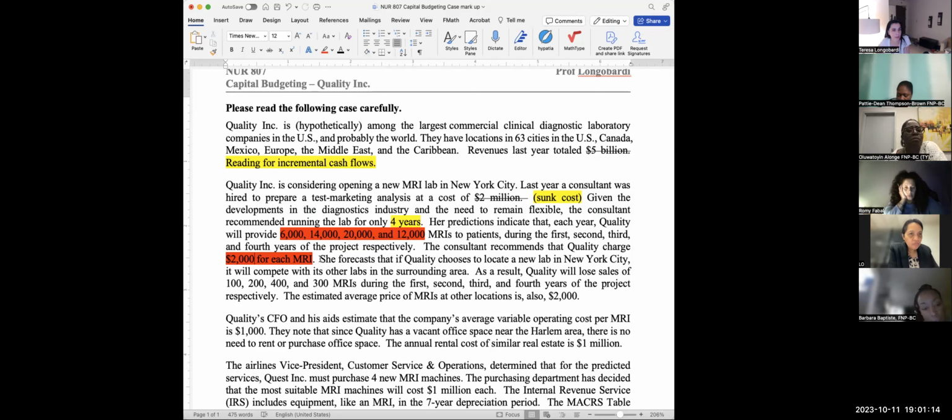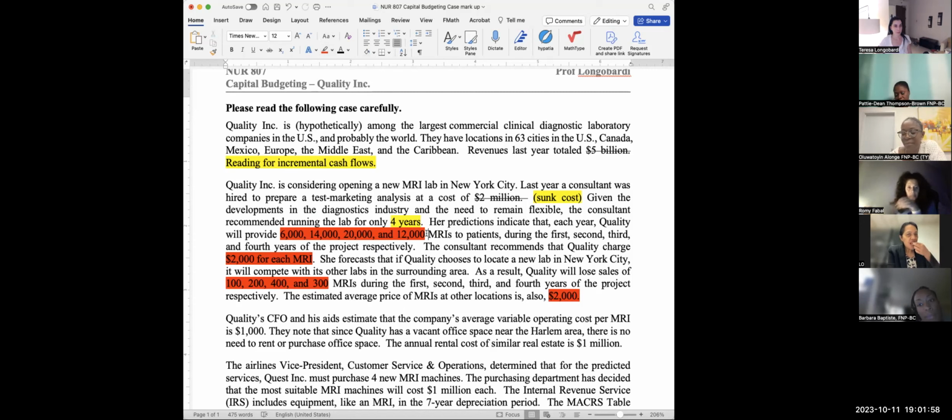She forecasts that if Quality chooses to locate a new lab in New York City, it will compete with its other labs in the surrounding area. As a result, Quality will lose sales of 100, 200, 400, and 300 MRIs during the first, second, third, and fourth years of the project. The estimated average price of MRIs at other locations is also $2,000. Do I need these numbers? Yes. What would you call these? It's money being lost, so it's lost revenue. We can call it lost revenue.